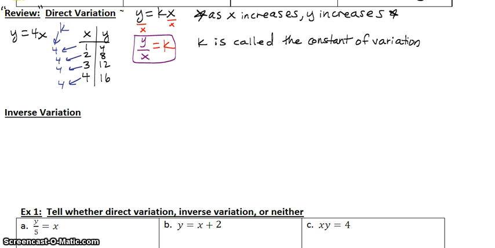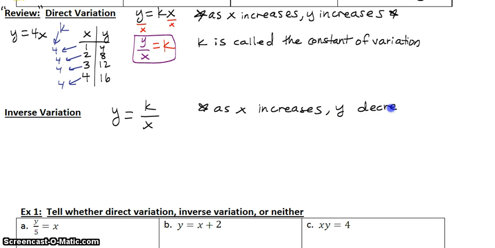Now let's learn something new. Inverse variation. So inverse variation, our equation looks like this. y equals k divided by x. k is still called the constant of variation. What's happening here is that as x increases, y is going to decrease.